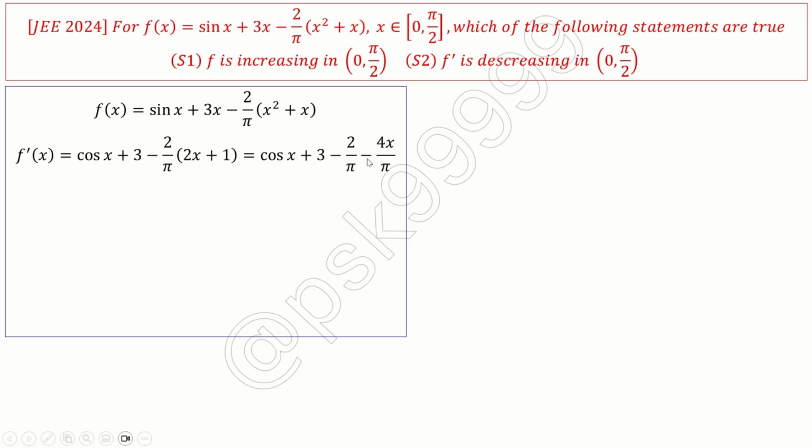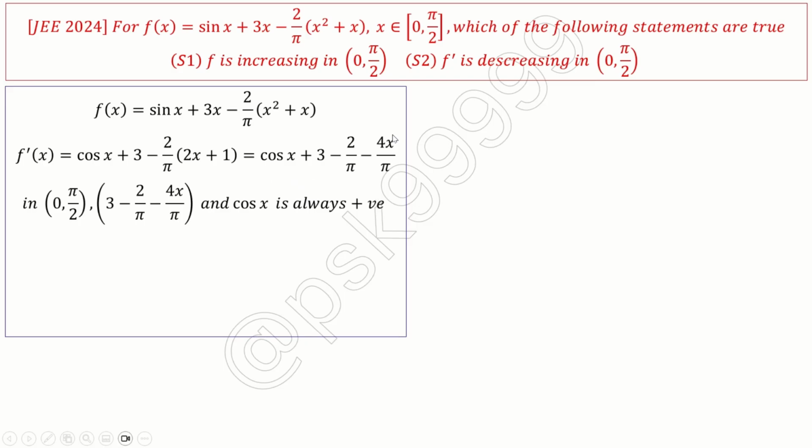Minus 4x by pi, what is the maximum value it can go? The x range is 0 to pi by 2. So if I take pi by 2 here, this is maximum 2. So 2 minus a value less than 1, the sum of these two will obviously be less than 3. So this expression is positive. And in 0 to pi by 2, cos x is also positive, which means this whole f dash x is positive.